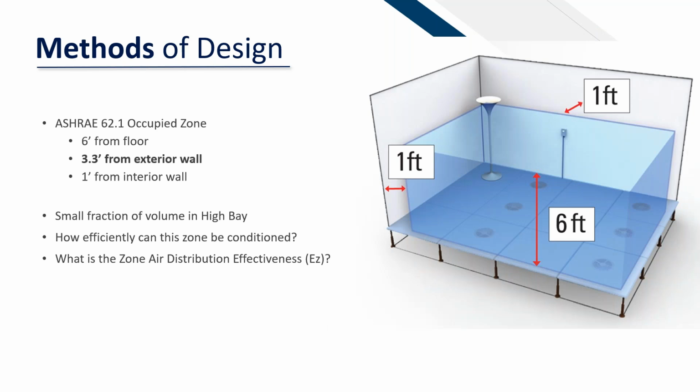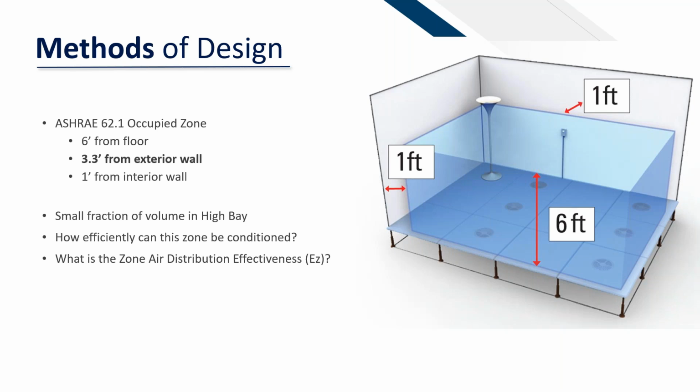So one thing to keep in mind with high bay spaces is that occupied zone. ASHRAE 62.1 defines the occupied zone as being 6 feet above the finished floor and 1 foot away from the interior walls and 1 meter or 3.3 feet away from the exterior walls. And so that is the occupied zone. That is what you're trying to maintain with a good temperature and humidity. And the challenge in a high bay space is that it becomes a very small fraction of your space.